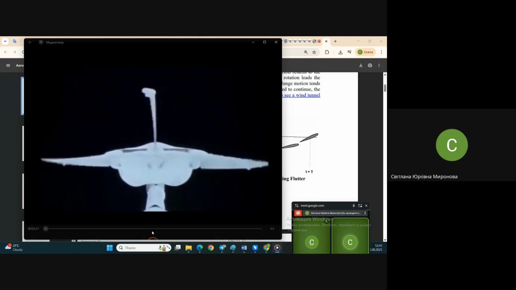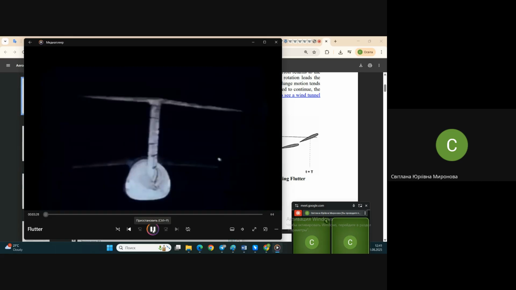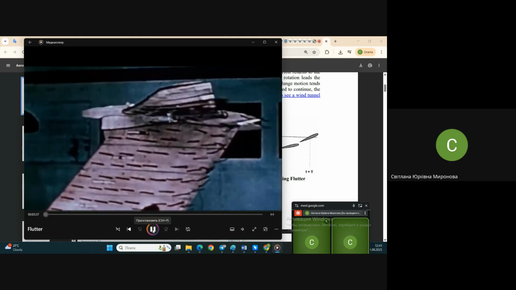Now we see a wind tunnel test, and this wind tunnel test is demonstrating, studying already the ways how to prevent flutter, how to counteract flutter. At least attempts to counteract flutter. Now, do imagine it may happen in real flight. It may happen in real flight, especially at transonic speeds.